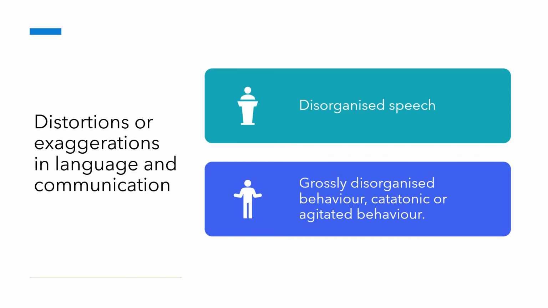Disorganized speech, where the person is not able to put the thoughts clearly into sentences for the other person to understand what the person is trying to say, and they might actually change the subject or link one to the other in a wrong fashion. And these are called distortions or exaggerations in language and communication. Grossly disorganized behavior, as we discussed, there can be agitation, there can be catatonia, or they're just having purposeless movements, moving from one place to the other, or doing certain things that don't make sense even to themselves.